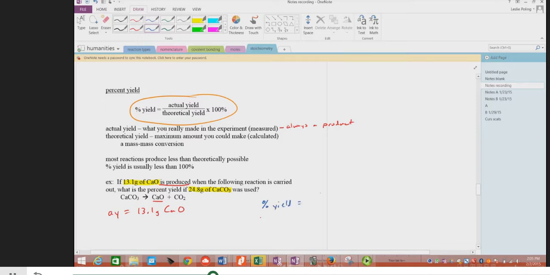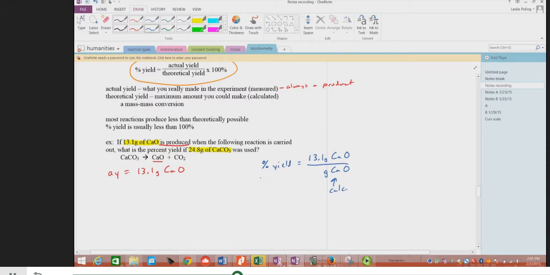We're going to be finding percent yield, which is going to be 13.1 grams of calcium oxide divided by some grams of calcium oxide that we calculate, and then we're going to multiply this by 100. So we know we have to calculate grams of calcium oxide. Even though we have carbon dioxide as a product, that's not the product that we're interested in.